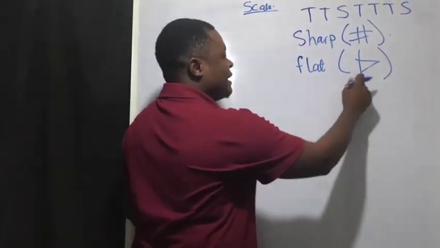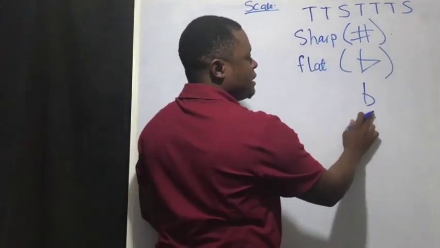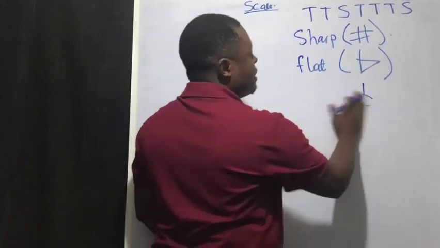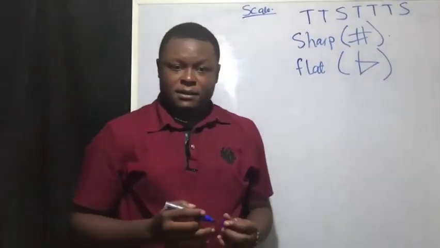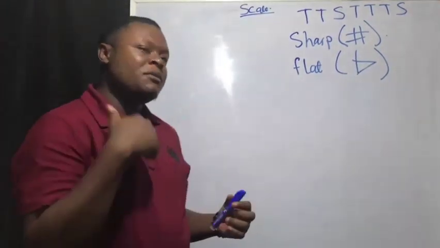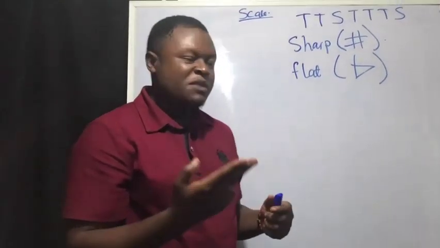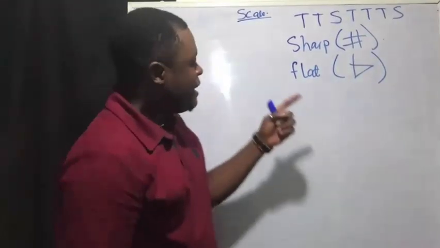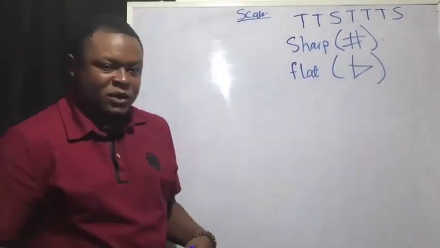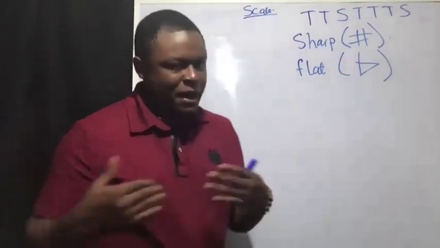Notice how I drew mine. It is not B. They are different. This is flat, this is B. Now, when we are talking about the concept of sharp and flat, a sharp is a forward movement, which means a sharp is a semitone forward. A flat is a backward movement, which means a semitone backward.